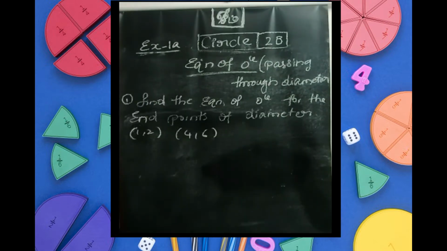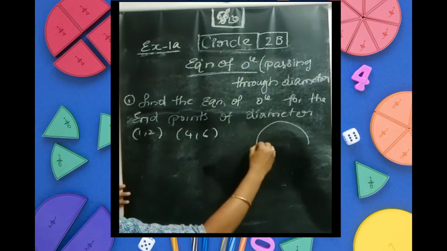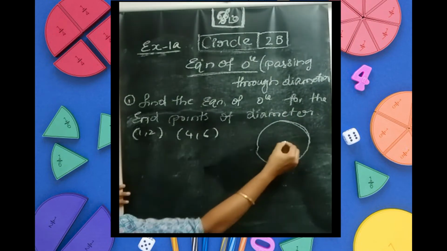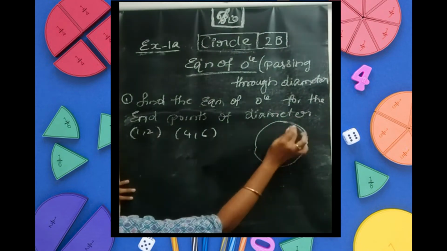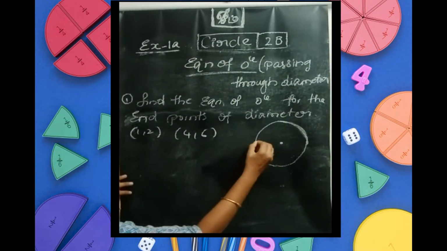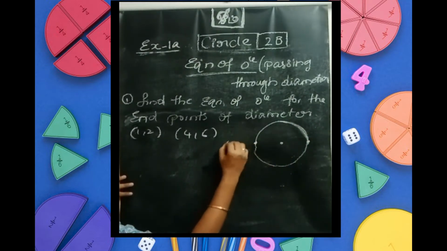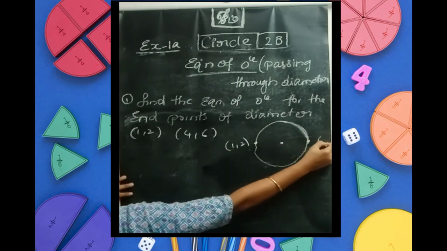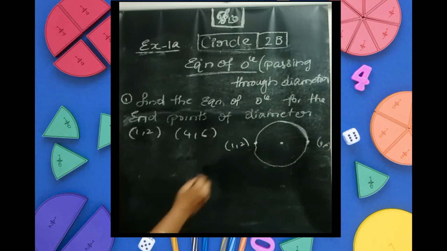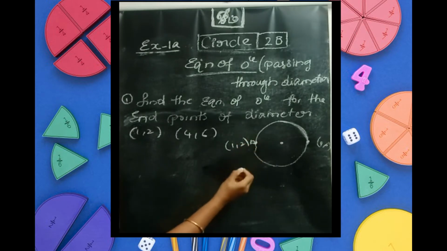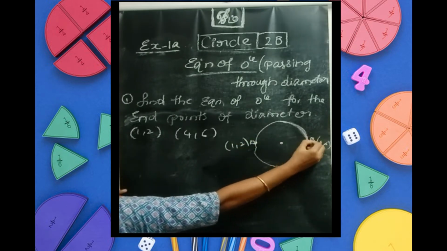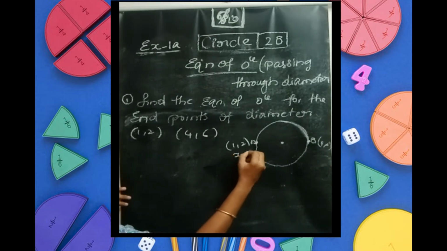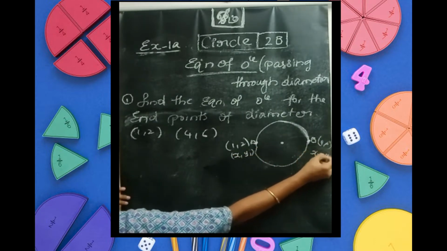For the problem, find the equation of the circle for the endpoints of the diameter, which they have given as (1, 2) and (4, 6). Let's think this is a circle. And they have given one endpoint, that is (1, 2), let's think A, and (4, 6), and this is B. This is x1, y1 and x2, y2.